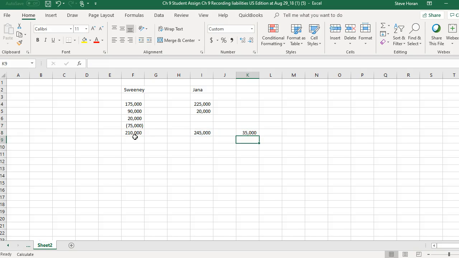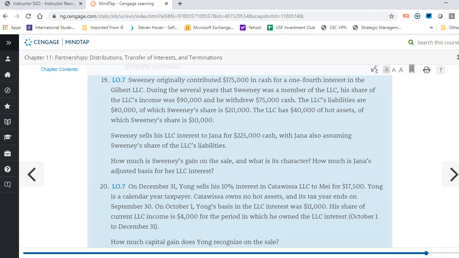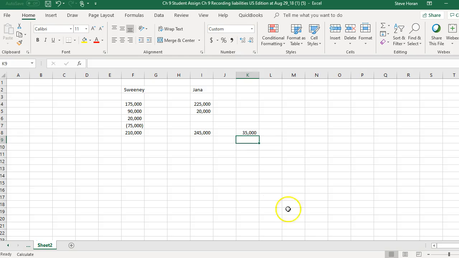Now the question is, what is the character of the gain? We know the total gain is $35,000. Going back to the question, the one thing we have to worry about is that there are hot assets, and Sweeney's share is $10,000. This is where it gets a little bit tricky. Of the $35,000, $10,000 of that is hot assets, and what's left over is $25,000. So he's got $35,000 total gain, and $10,000 of that gain is a hot asset.